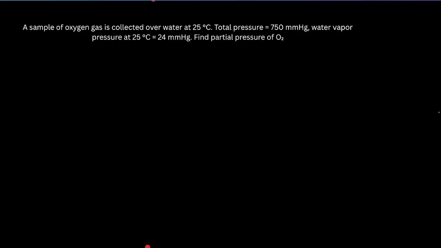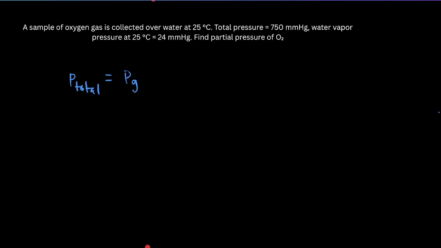All right, so we're given that we have a sample of oxygen that is collected over water at 25 degrees Celsius, and the total pressure is 750 millimeters of mercury, and the water vapor pressure at this 25 degrees Celsius is 24 millimeters of mercury. And we had to find the partial pressure of oxygen. Well, looking at the concept that we were just talking about, right? The idea that this gas that we're collecting is a mixture, we know that this total pressure that's provided to us is going to be the pressure of the gas.